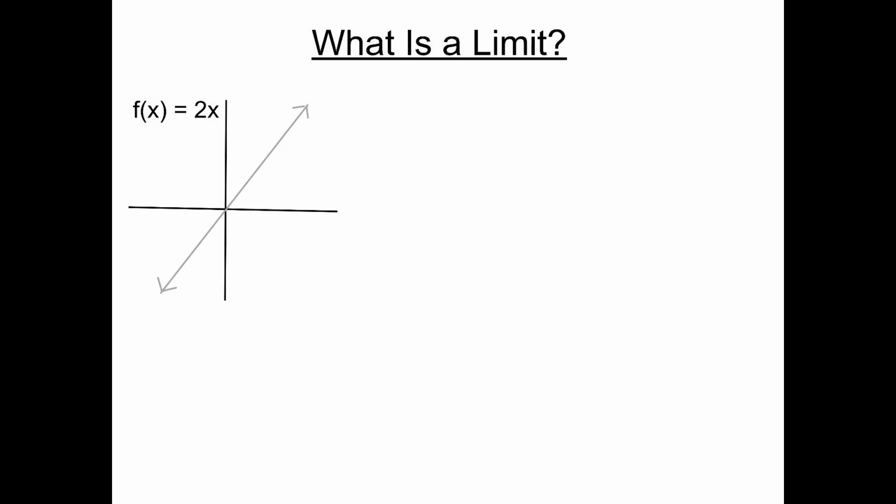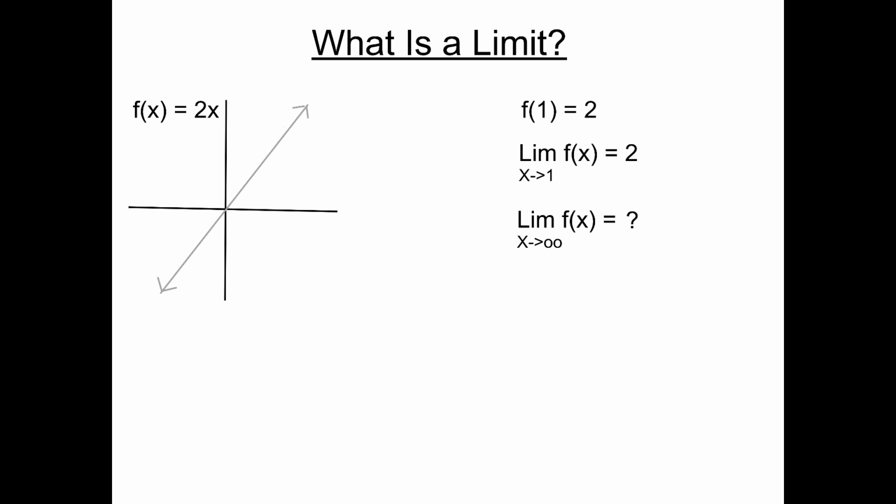Let's take a look at this graph of f of x equals 2x. If I were to ask you where the graph would be at x equals 1, you would simply plug in a 1 and get a 2. So f of 1 equals 2. You could then say that the limit as x approaches 1 from both sides of f of x equals 2x is 2. But what if I asked you what the limit of f of x was when x approaches infinity?